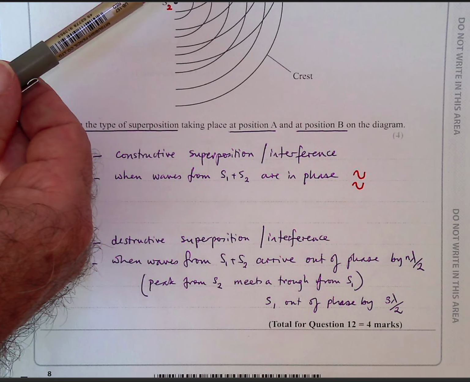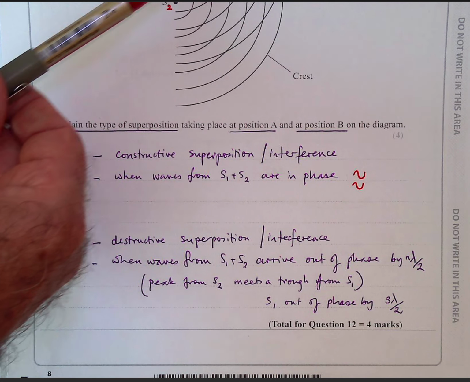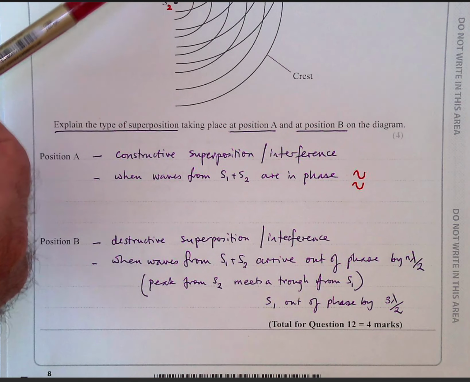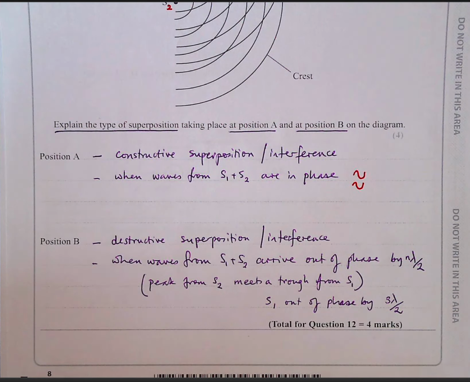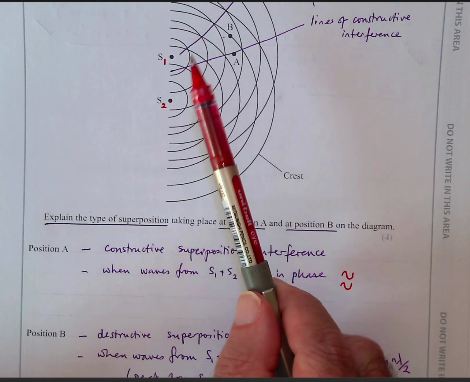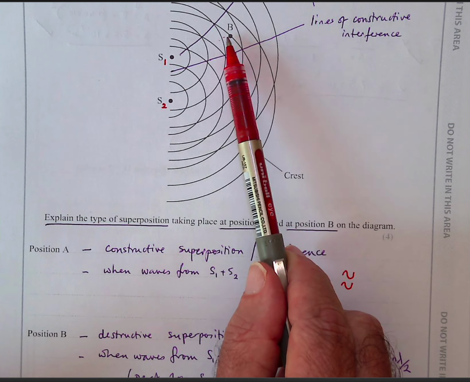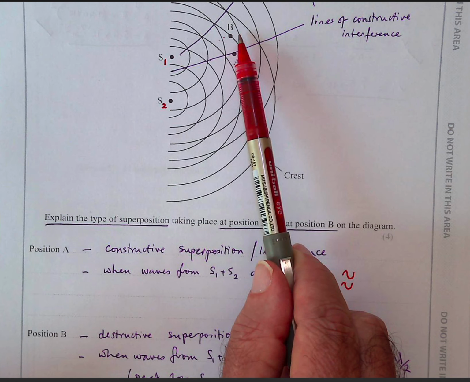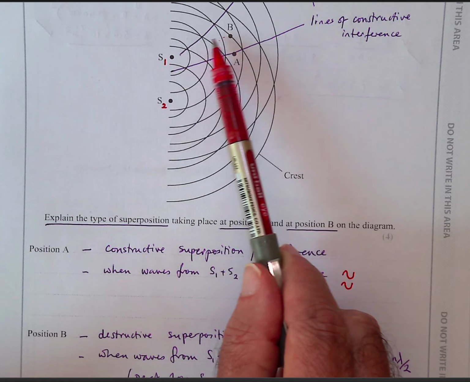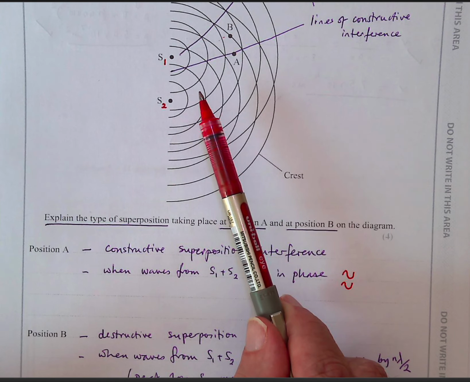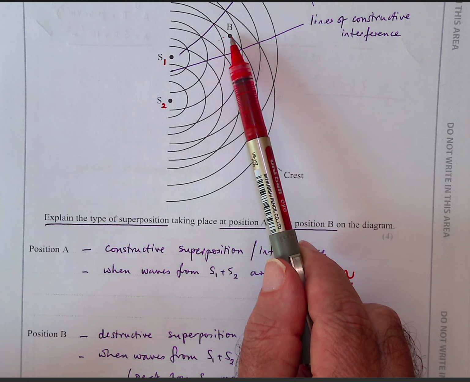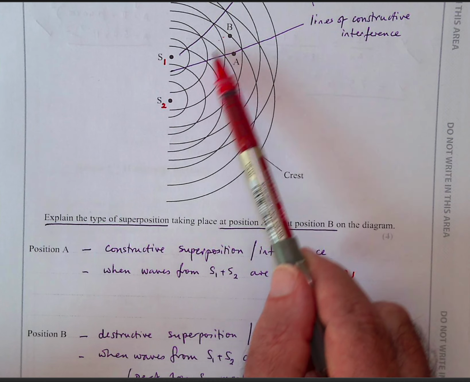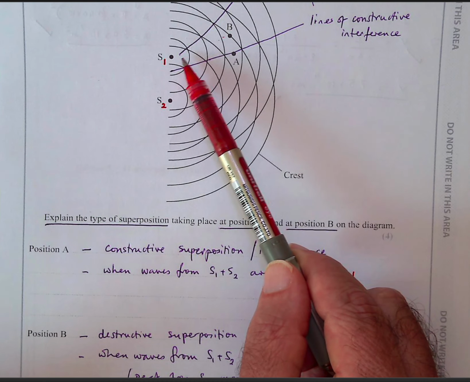You can see one is on a peak, and from S1 it is halfway between the S1 waves. 1, 2, 3, 4, so between the third and the fourth crests. So from here, 1, 2, 3, 3.5 waves have gone by, and you're on the trough. From S2, 1, 2, 3, 4, 5 waves have reached B. So 5 crests from S2 have gone there, and only 3.5 from S1.